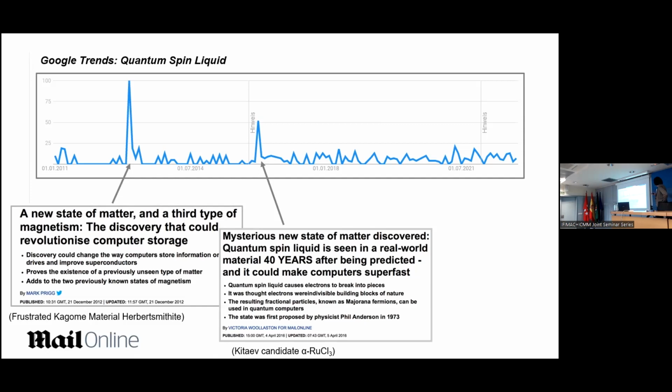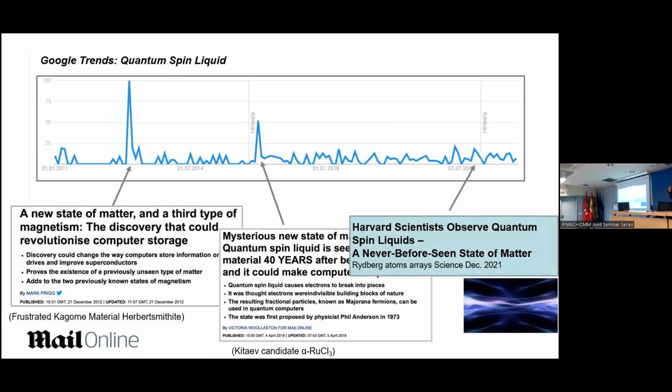And what about the third one? The third one is, in fact, that this concept of spin liquid has now gone into the ultracold atoms community. This is the work by Lukin and collaborators, where they considered Rydberg atoms. And here the announcement is, Harvard scientists observed quantum spin liquids, a never before seen state of matter. So basically, with Rydberg atoms, they construct this type of entangled state. It's interesting to see how these concepts are translated by journalists. Anyway, so that's my end.